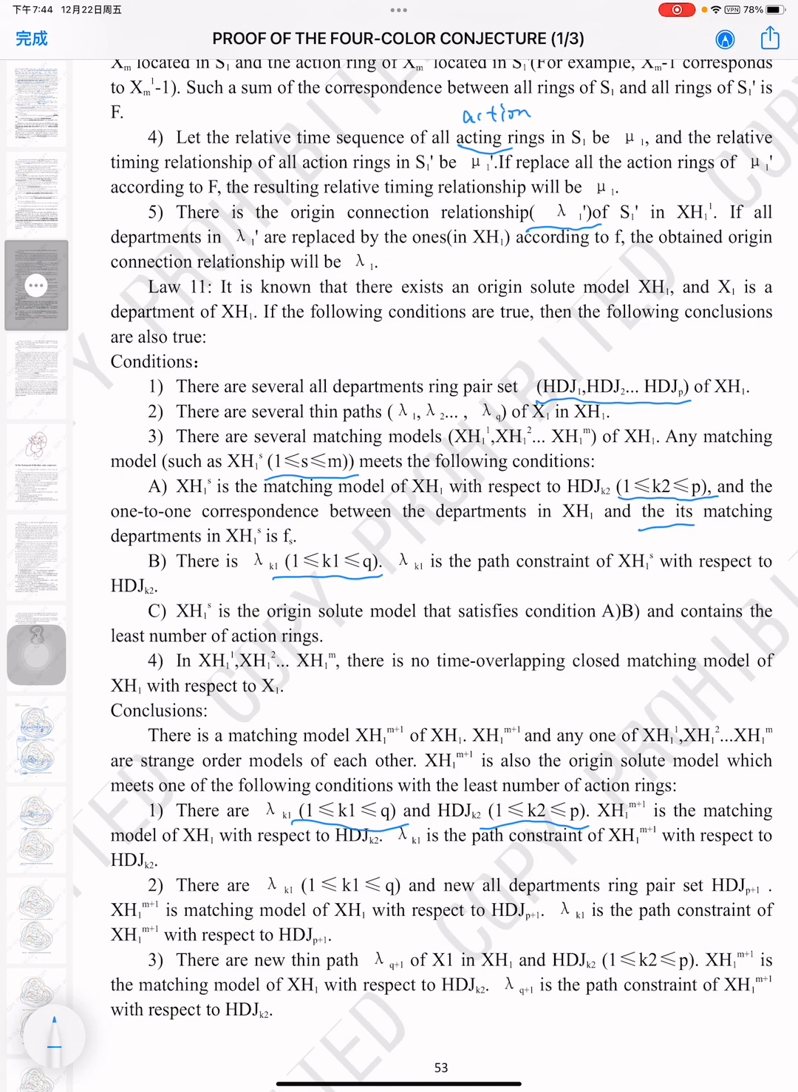2. There are lambda k1 and a new all departments ring pair set HDJ-P+1. XH1m+1 is the matching model of XH1 with respect to HDJ-P+1. Lambda k1 is the path constraint of XH1m+1 with respect to HDJ-P+1. 3. There are new thin paths lambda q+1 of X1 in XH1 and HDJ-K2. XH1m+1 is the matching model of XH1 with respect to HDJ-K2. Lambda q+1 is the path constraint of XH1m+1 with respect to HDJ-K2.